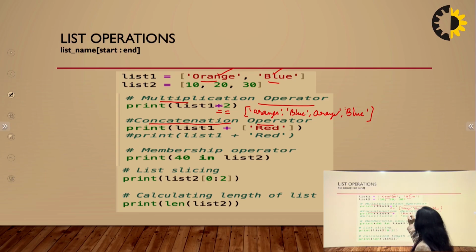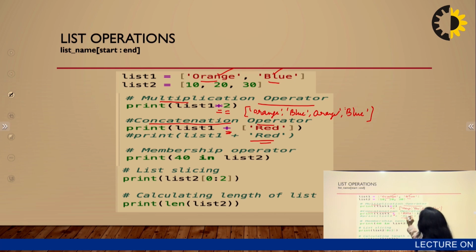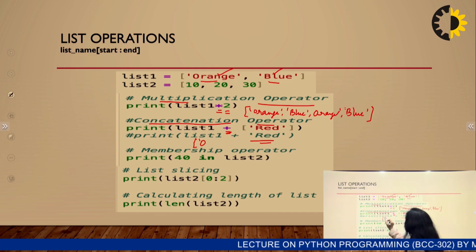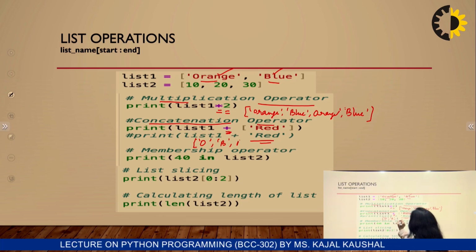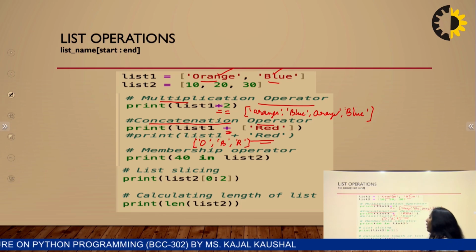Concatenation operator, see, it's having the sign of plus. What it is doing, it will add this new value to the existing value. So the list 1 was having the length 2, orange and blue. 2 values will be there. If we concatenate it with red, then now the new value, I am writing it in short, other than orange and blue, the new value that will be inserted will be red.